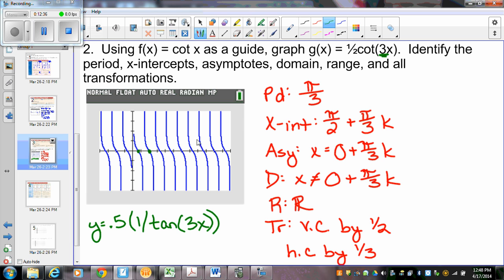Your asymptotes, the first place that I see an asymptote is actually at x equals 0. So my asymptotes would be x equals 0 plus pi over 3k, which means that your domain is that exact same thing, except it says x cannot equal 0 plus pi over 3k. Your range is going to always be all real numbers for all cotangent graphs. And then your transformations are a vertical compression by 1/2 and a horizontal compression by 1/3, because we use the reciprocals for the horizontal.